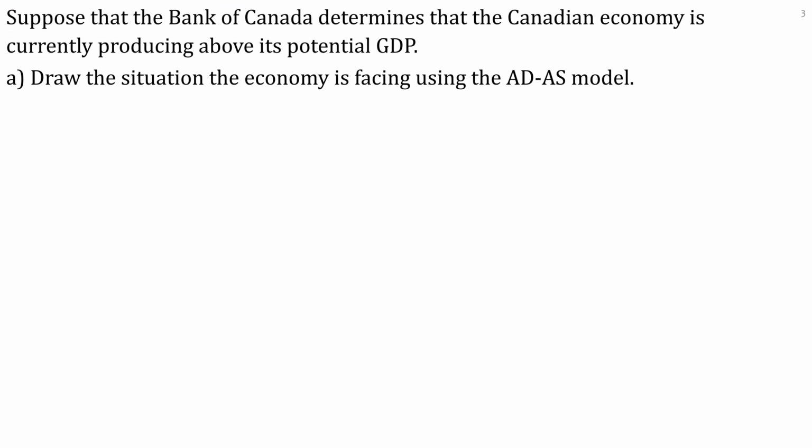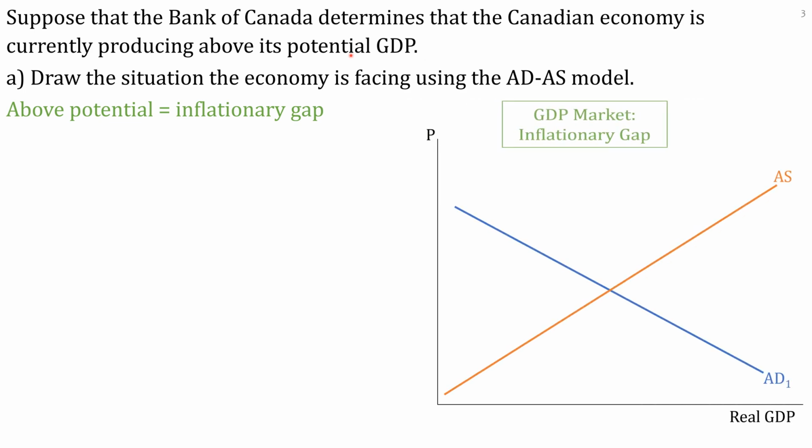Suppose they determine that the Canadian economy is operating above its potential. And you have to use the AD-AS model to see how this works. So first of all, above potential means an inflationary gap. So you would draw your GDP market and find your equilibrium. The Y level, the GDP level here, is the actual. It's a good idea to write it underneath so that you don't confuse it. And then you have to correspond it to an inflationary gap.